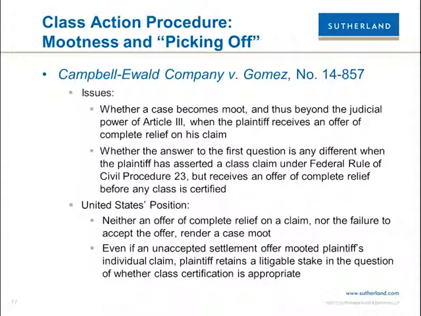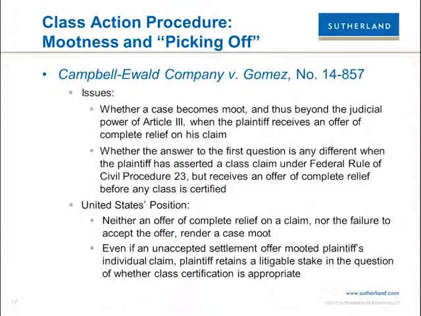Sure. The Campbell Ewald Company versus Gomez case is one of a number of very interesting class action cases on the court's docket this term that we'll be talking about. The Campbell Ewald case raises two very intriguing issues. The first is whether a case becomes moot and therefore beyond the judicial power of the courts under Article 3 when the plaintiff receives an offer of complete relief on his claim under Federal Rule of Civil Procedure 68. And then relatedly, whether the answer to that question is any different when the plaintiff has asserted a class claim under Federal Rule of Civil Procedure 23, but receives such an offer of complete relief before any class is certified.